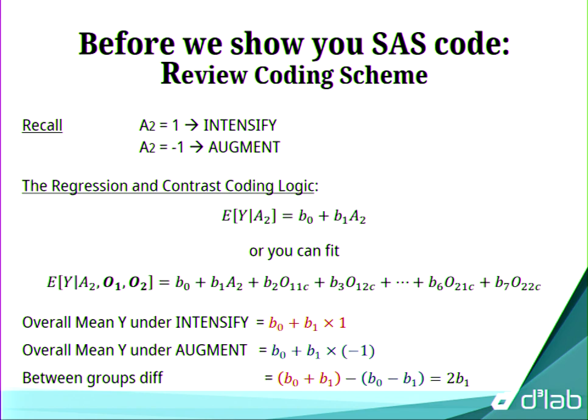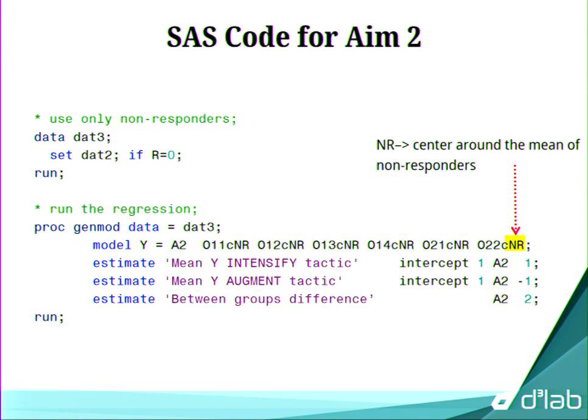Okay, so again, how do we use this model to get the expected school performance under Intensify and Augment and to compare them? We use the same logic that I showed you earlier. You see that? I'm simply replacing A2 with 1 to get the expected outcome under Intensify, and I'm replacing it with -1 to get the expected outcome under Augment. And the difference between this linear combination and this linear combination would give me the between group difference: the expected difference between non-responders who receive Intensify and non-responders who receive Augment. So far, so good? Look at the code. Now it looks familiar.